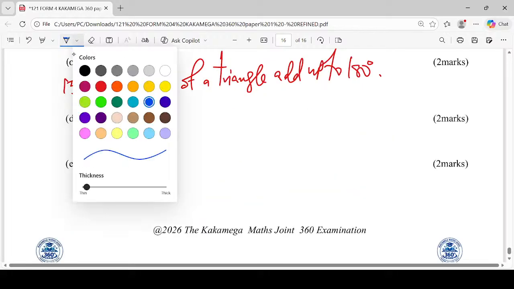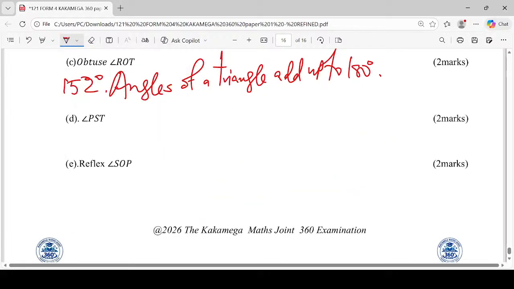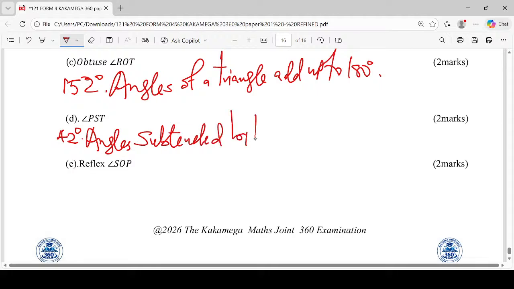So I'm going to say this is 42 degrees. And the justification I'm going here to say is that angles subtended by the same chord are always equal.